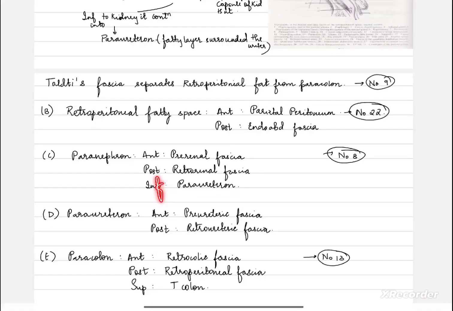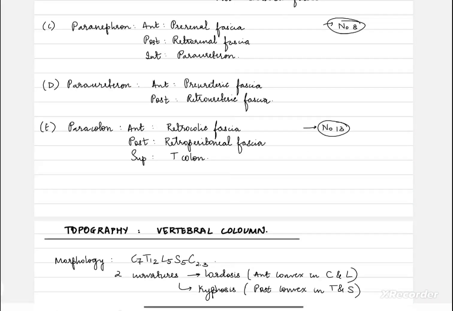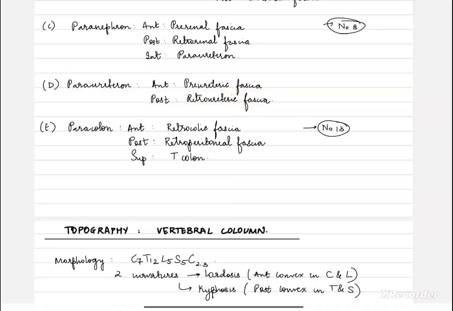This is inferior, sorry, not internal. Next is parauteron. Anteriorly there would be preuteric fascia, posteriorly retrouteric. Now this parauteron, it is a covering of the ureter, right? So in the ureter there would be preuteric, retrouteric. So anteriorly would be pre and posteriorly retro, simple.